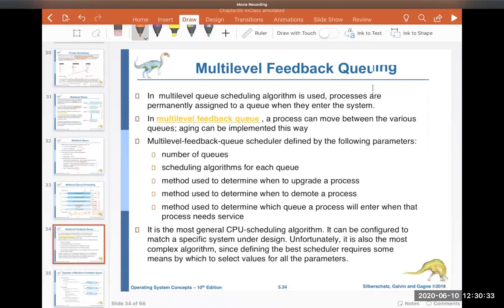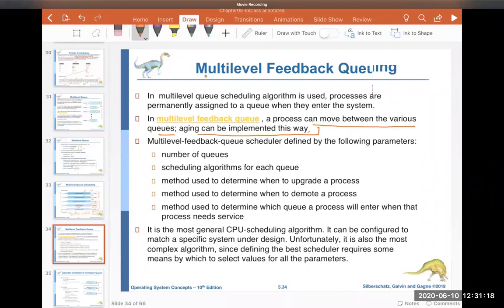Let us suppose you are running something, and your process has a critical part. Whenever that critical part of the process has to run, it should be moved to the highest priority. That is possible using the multi-level feedback queue scheduling algorithm, which says that a process can move between various queues, and aging can be implemented this way. If there is a low priority process that has been waiting for so long, it could be moved up to a higher priority queue so that it can actually execute.